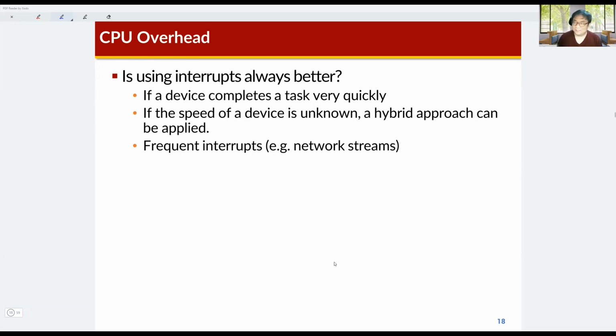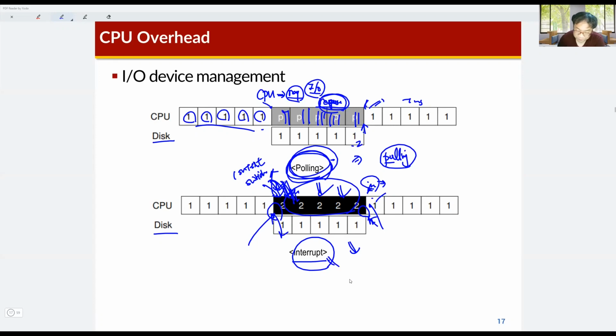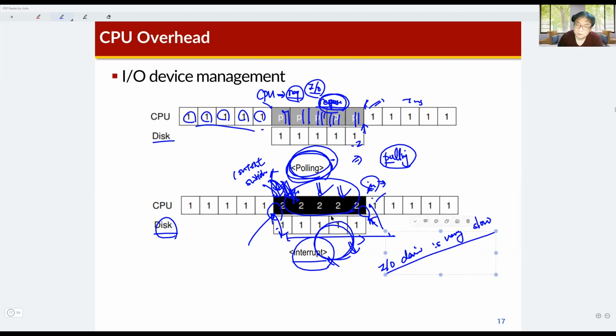But is interrupt-based control always better? No, it's not. So if the I/O device is very slow, that means this time will be very long. So this processing time by the I/O device will be very long. So that means that the I/O device is very slow. Then interrupt-based control is better than the polling-based control.